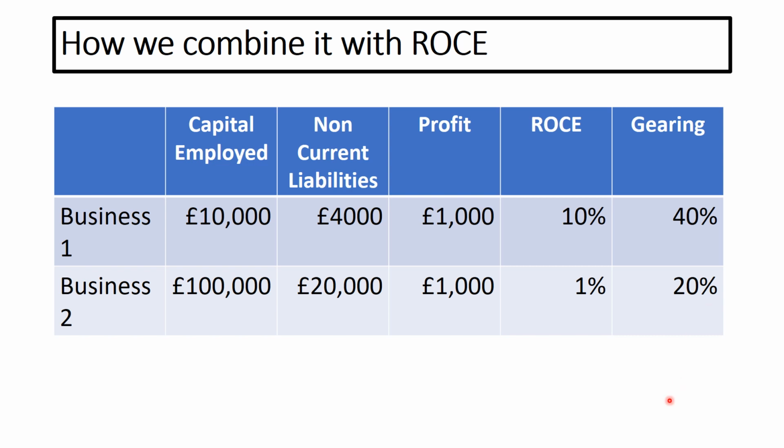So the thing we need to think about is which business is the best investment? And to be fair, at this point, it's down to you. So if we think business one gives us a better return on our money, the 10%, but we've got a higher risk. Business two gives us a lower return on our money, but has a much lower risk. So do we go for the safe business with the lower return, or do we go for the more risky business with the higher return? I wouldn't be able to tell you what to do, but those are the things that you need to consider when we're combining ROCE with gearing.